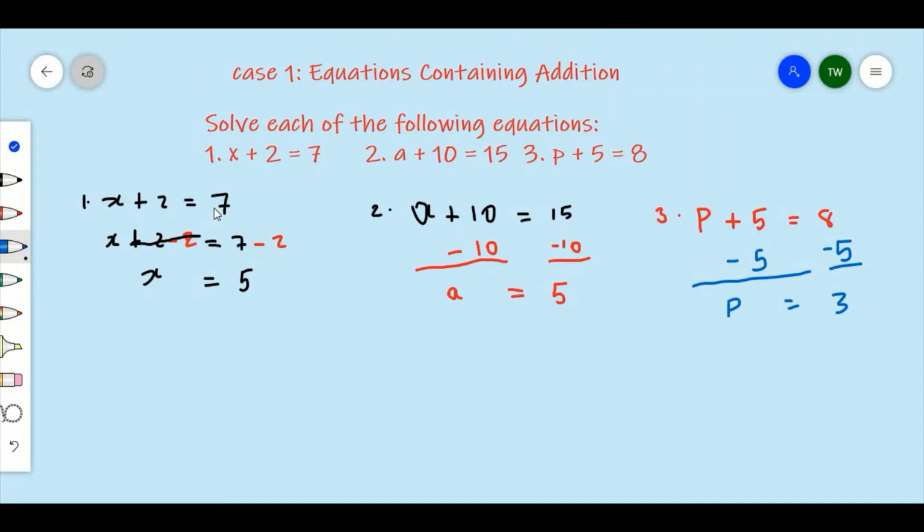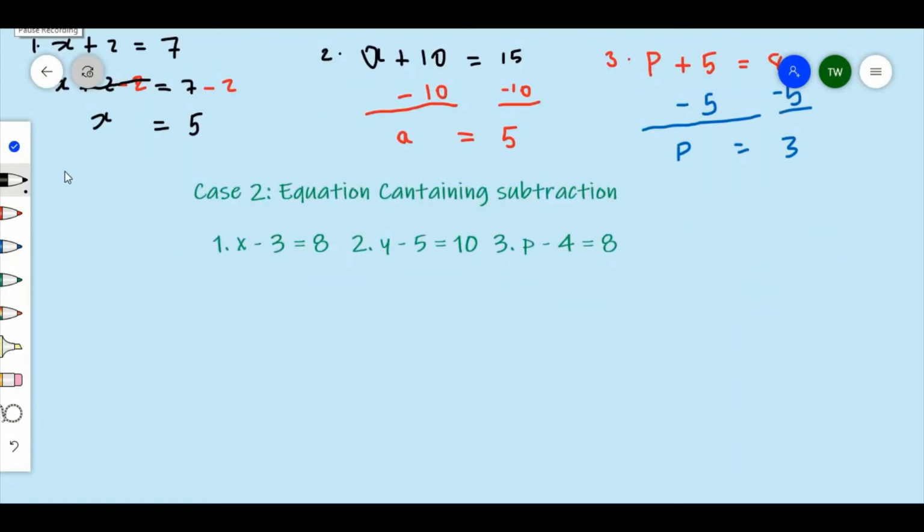Alright. Let's look at case 2. Case 2, equation containing subtraction. And here we have 3 examples. And let's look at them individually. Example 1, we're given X minus 3 equal 8. Right? Again, here we want to find the value of X, right?